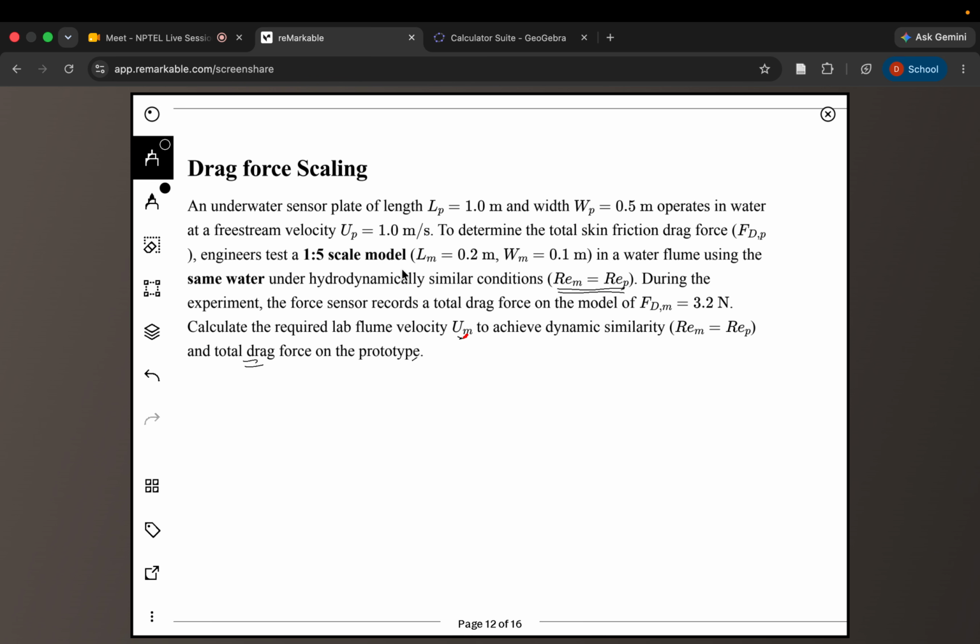The first part is again straightforward. The Reynolds number is matched, and because it is the same fluid, I'm removing the viscosity term. So UP LP by nu. LP is given and it is a 1 to 5 model, so LM is known. From this you can calculate UM. This is a straightforward one. So how would I calculate the total drag force?